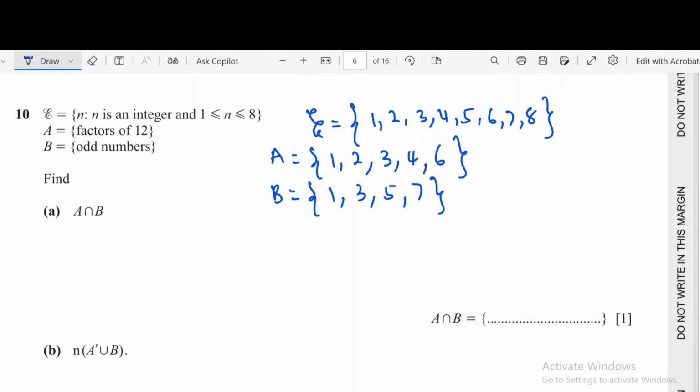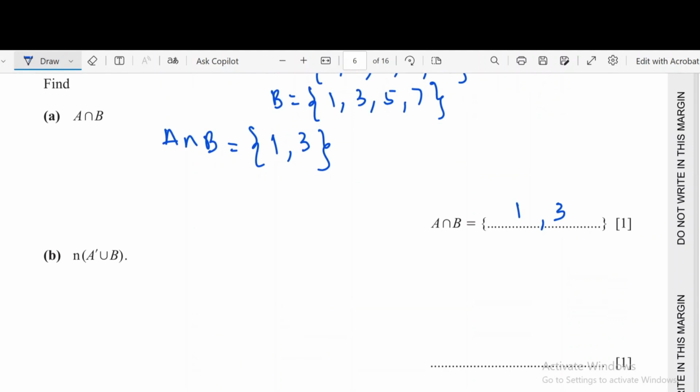Okay. So we want to take the intersection, what is common between A and B. We have 1 and 3 common between A and B. So this will be the elements common between A and B. Now, let's get the complement of A union B, the number of elements. First, what are the complements?